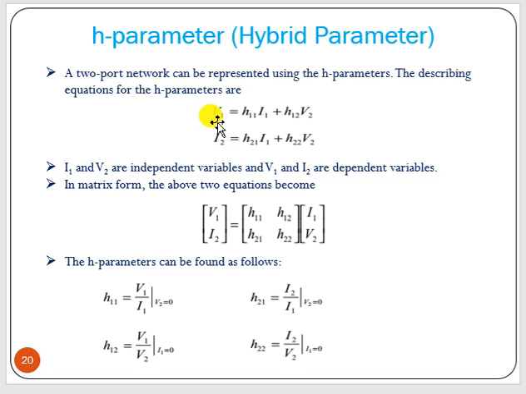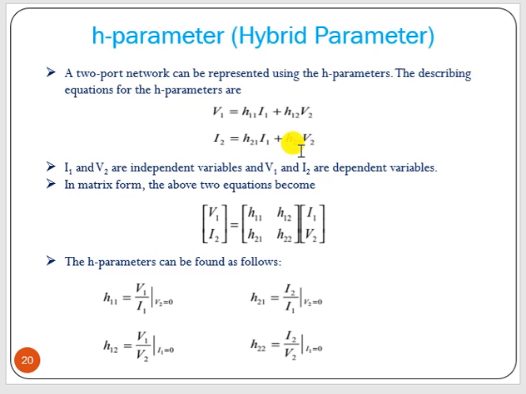So how we can write that? The independent parameters are I1 and V2. V1 equal to H11 into I1 plus H12, so V1 and V2, H12 into V2. I2 equal to H21 because here we have I1, and here H22 because that is I2 and V2. So this is the H parameter model.